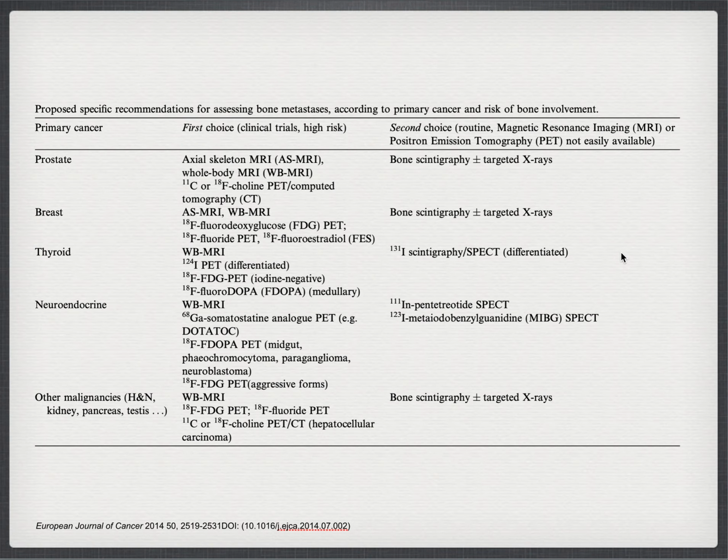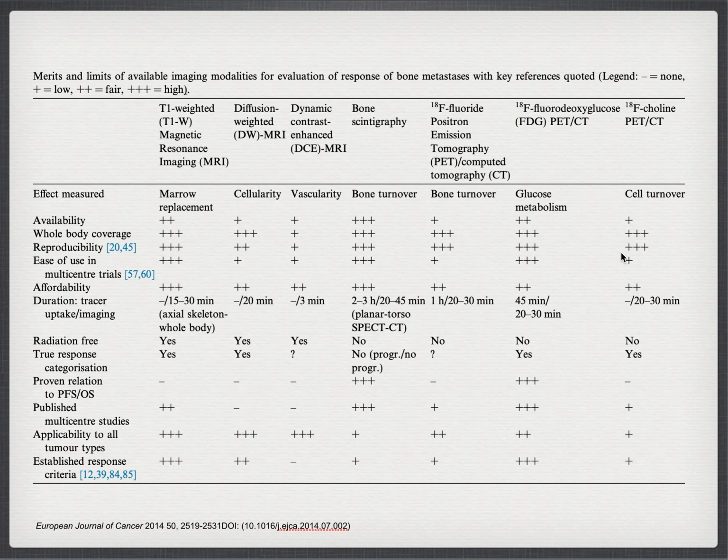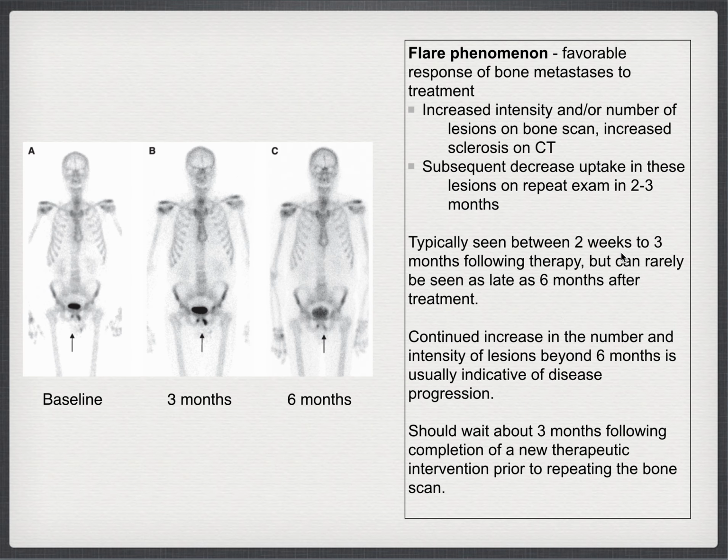So again, our colleagues from Europe suggested in the paper a variety of tracers that can or cannot be used in assessing treatment response. Once you have that many pluses on the chart, again, you know nothing's going to work. So one of the bigger challenges in assessing treatment response with cancer is flare phenomena.